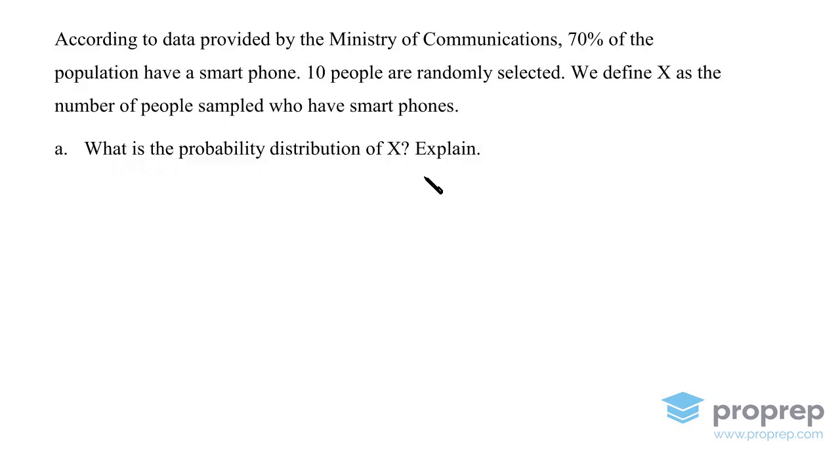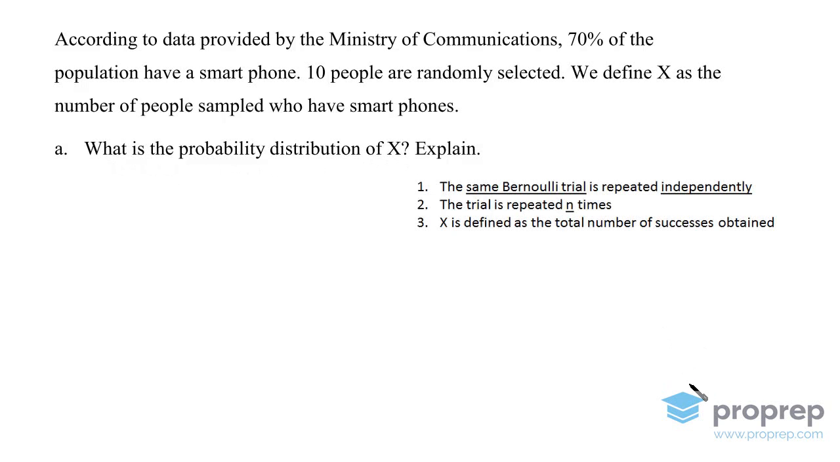X? Well, X has a binomial distribution. Now, how do I know that? Because it meets the criteria for binomial distribution. But let's take a look at the criteria. Here it is. Now, the first criteria right here states that we have the same Bernoulli trial that's repeated independently.